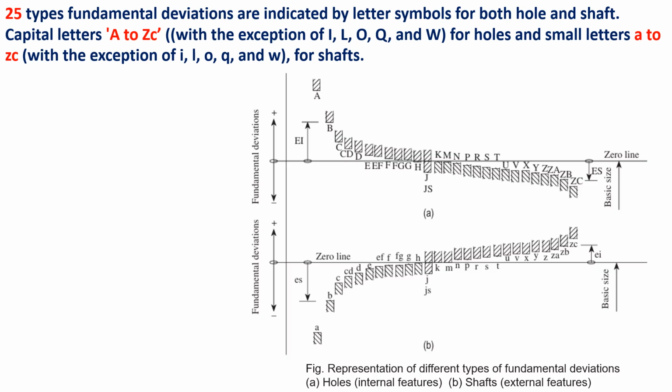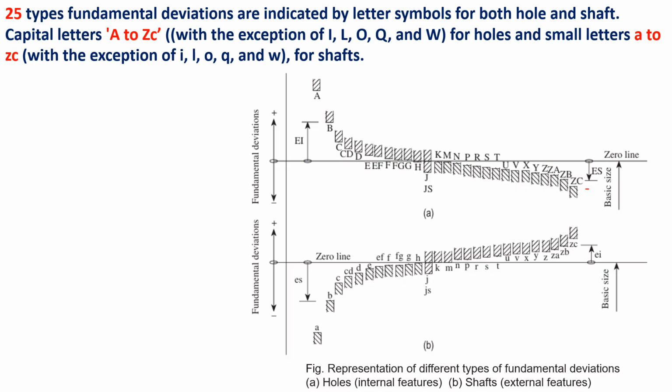So in the schematic you have to observe the representation of the different types of fundamental deviation for the holes as well as for the shaft. First we observe the holes. For the hole, fundamental deviations are represented by the capital letters, capital A to ZC. All these 25 types of fundamental deviations vary with respect to the basic size.